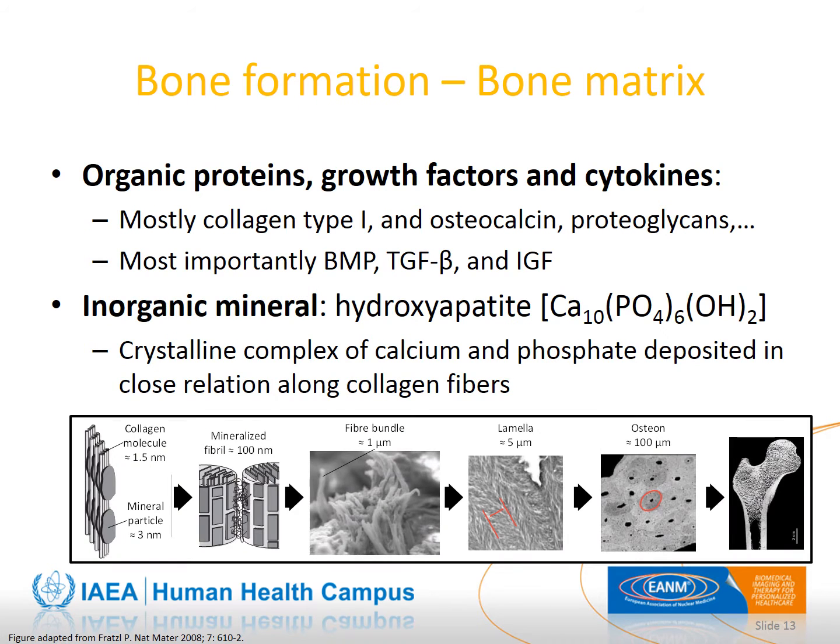As hinted on earlier, the organic bone matrix consists mostly of collagen type 1. Other proteins include osteocalcin and proteoglycans, growth factors and cytokines such as bone morphogenic protein, tumor growth factor beta, and insulin growth factor. The inorganic mineral content, on the other hand, is made of hydroxyapatite. This is a crystalline complex of calcium and phosphate that is deposited in close relation along the collagen fibers.